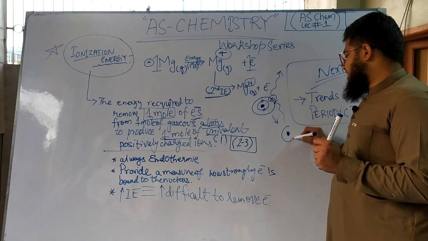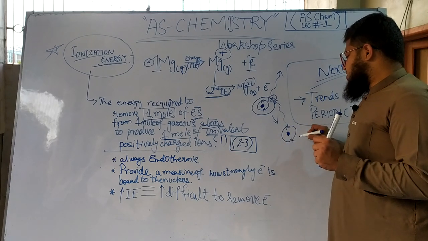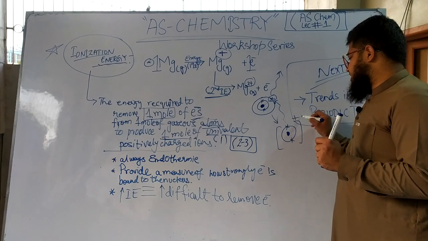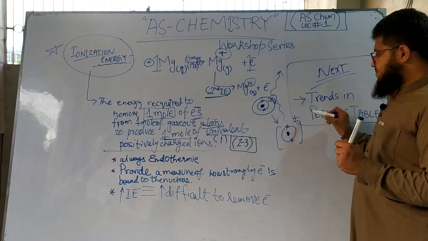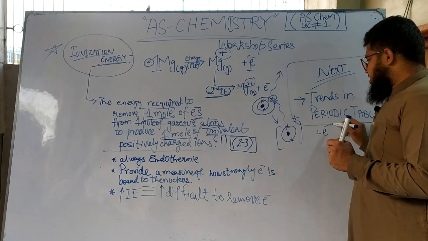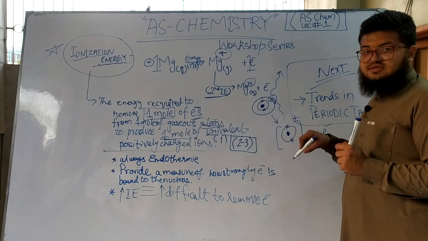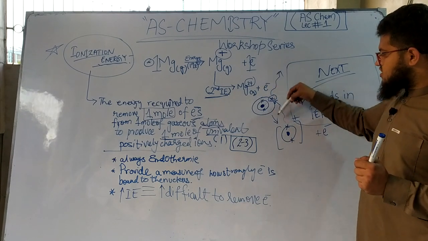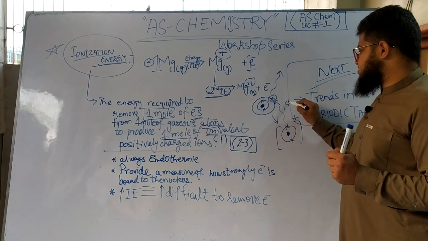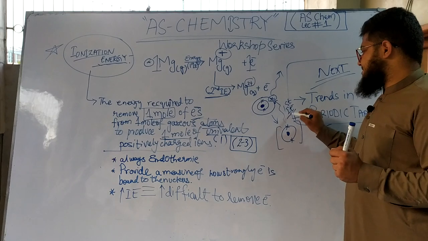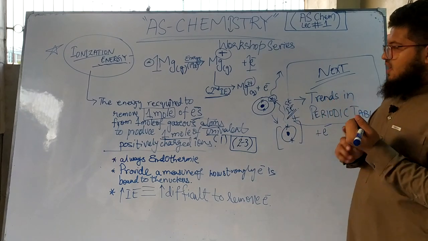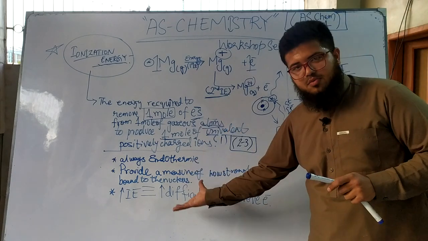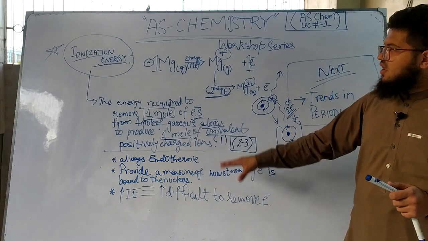This is the nucleus, and this time it will only have two electrons left with a positive charge because it has lost one electron, okay? And this is your electron, and this ion is univalent and positively charged, okay? And so this energy is called the first ionization energy, first IE. Clear?